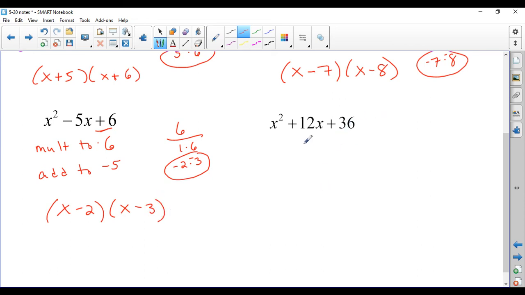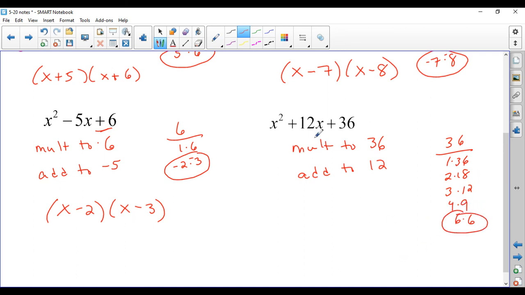Last example, I need numbers that multiply to 36 and add to 12. Factors of 36, there's a lot of them. 1 times 36, 2 times 18, 3 times 12, 4 times 9, and 6 times 6. I go down the list and find the pair that adds up to 12. I want them to add to positive 12, so they're both positive. This is x plus 6 times x plus 6. Or, since the factors are the same, you could also write your answer as x plus 6 squared.